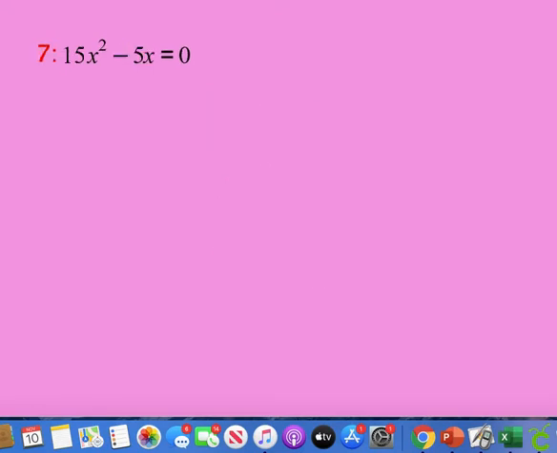So this next one, again, has a quadratic term and it has a linear term, so I'm not going to isolate. I can't isolate, that won't help me. But I am going to look for a GCF.